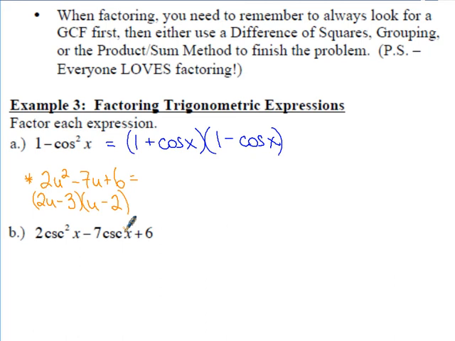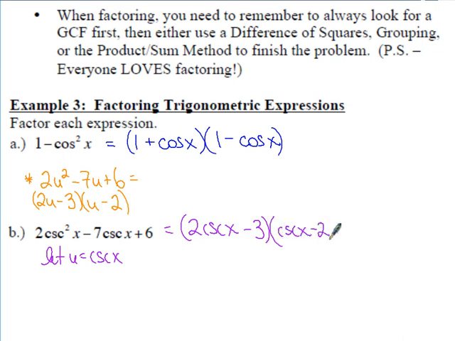You guys okay with factoring something like this? Alright. So now I factor this. What's the only thing I have to do in my answer? Just change all my u's back to cosecant of x. So this would be 2 times the cosecant of x minus 3 times the cosecant of x minus 2. And you're done.